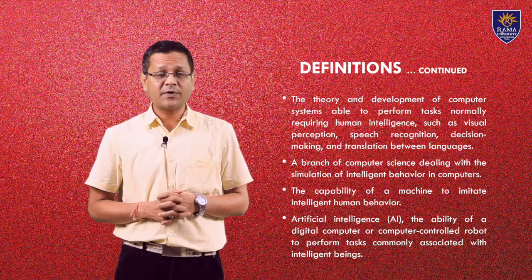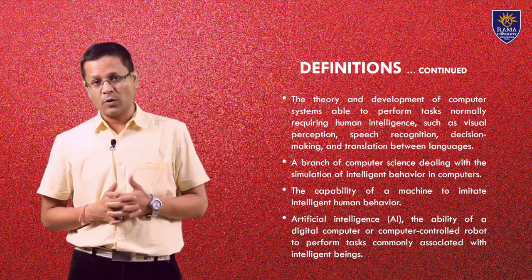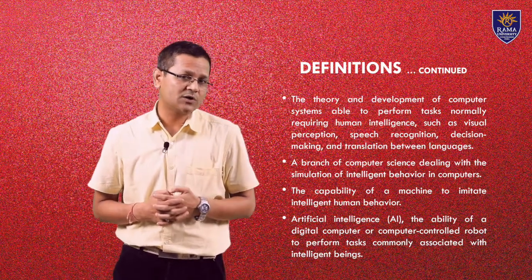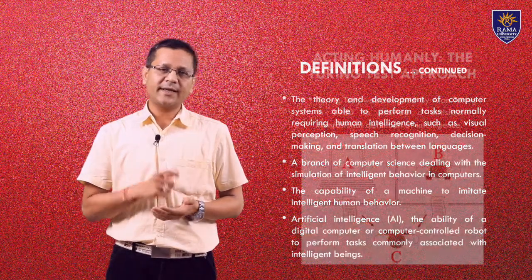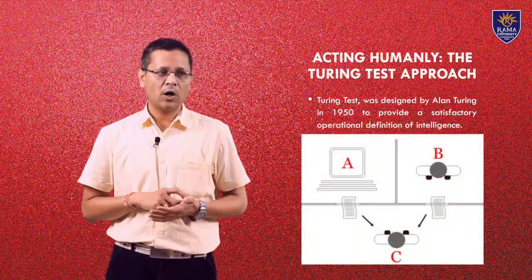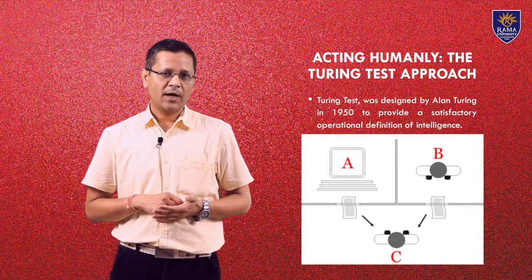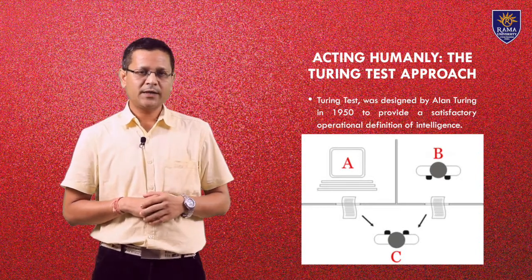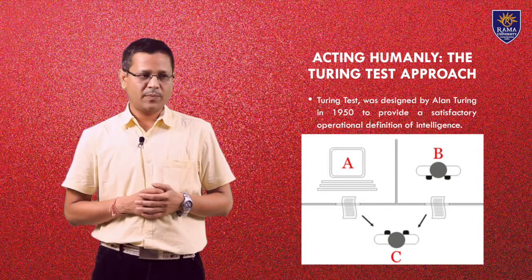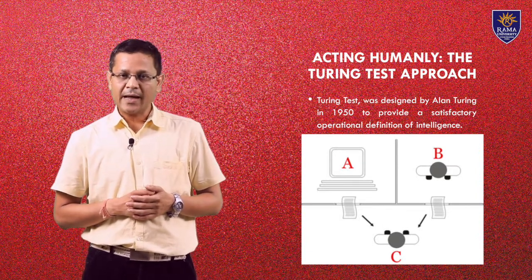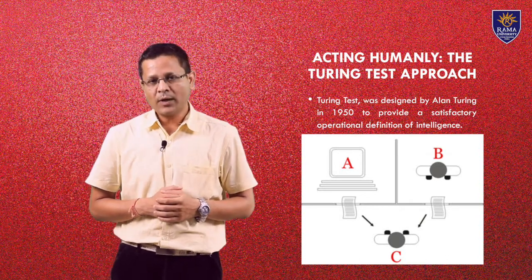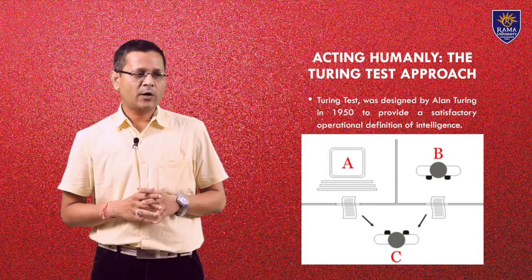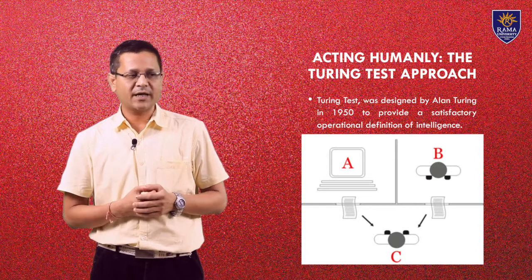And the ability of a digital computer or computer-controlled robots to perform tasks commonly associated with intelligent beings is also a definition of AI. In order to test whether a machine is acting humanly or not, we have the Turing test approach. As you can see in the figure, there are 3 letters: A, B, C. A is a simple computer, B is a human being, and C is a human that is acting as an observer. Now what is there? A, B and C are actually separated, and the only thing is that via some medium they can communicate.